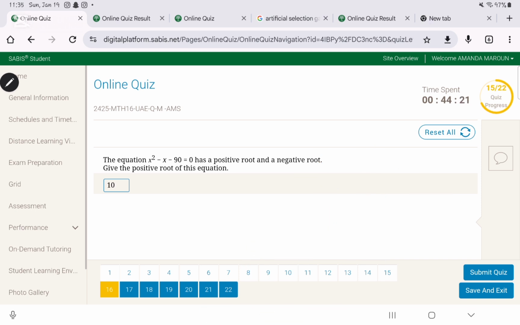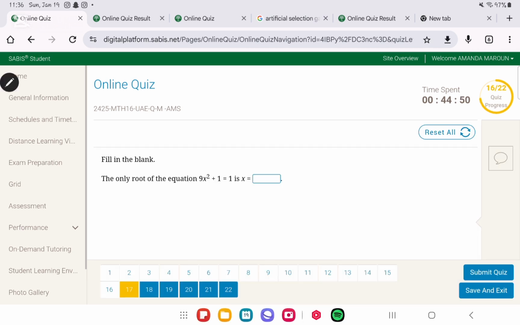However, if you want to do it faster, you can do mode setup 5, then 3. You can put 1, minus 1, and 90, and you are going to get... you're going to put 1, minus 1, and minus 90, not 90. So you're going to get that x1 is 10, and x2 is minus 9. So we move on to question number 17.